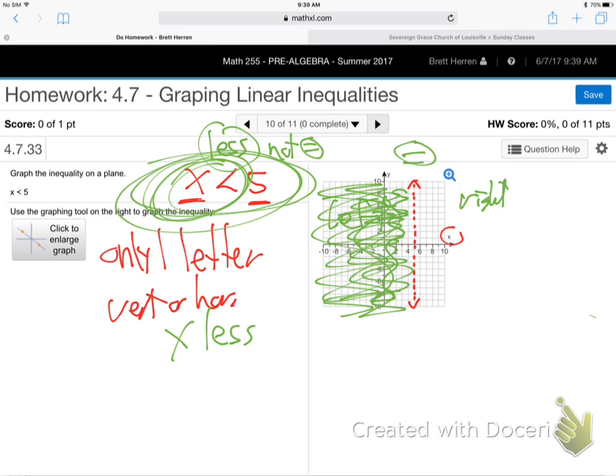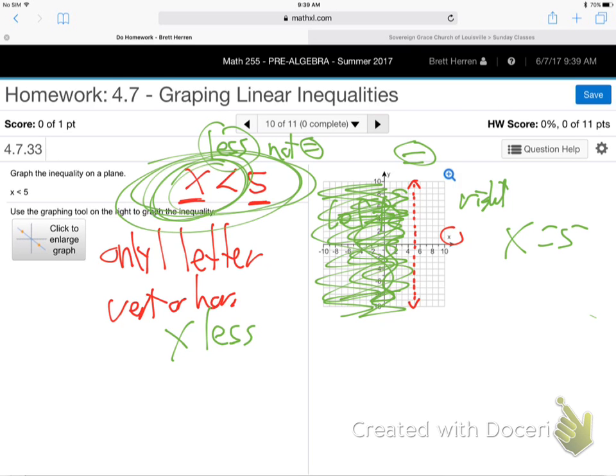Is that good? So when there's only one letter, those are always vertical or horizontal. There's like 4 or 5 of those on the exam, with only X or only Y, right? And those are always vertical or horizontal, aren't they? It was the same thing when it was x equals 5, it was just a straight line, no shading. So the greater than less than is what does the shading.